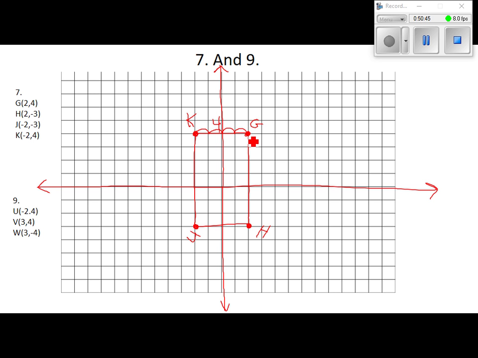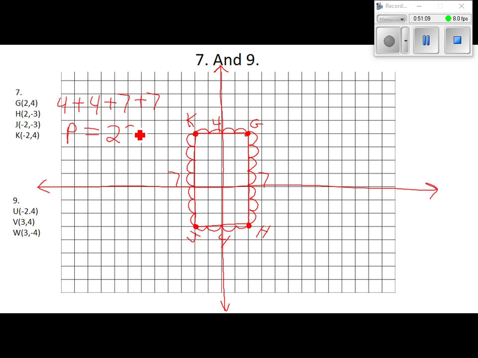How long is JH? 4. Count this one: 1, 2, 3, 4, 5, 6, 7. How about this one? 7. And this one: 1, 2, 3, 4, 5, 6. What do we do with all those? Now we go 4 plus 4 plus 7 plus 7. That's 22.